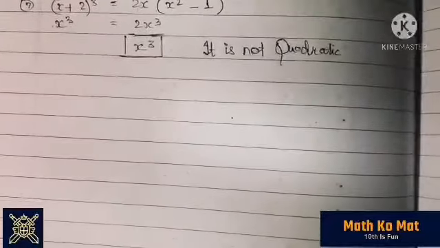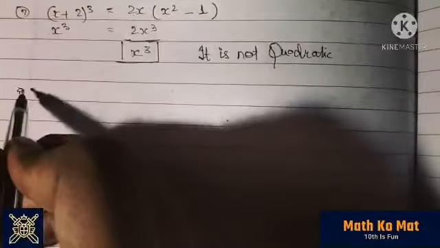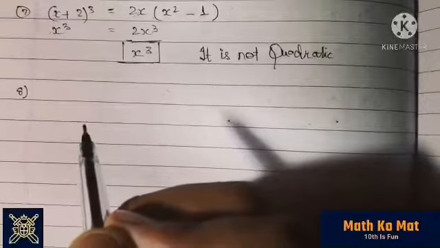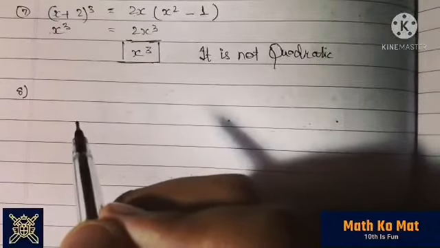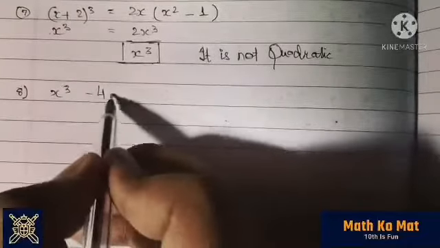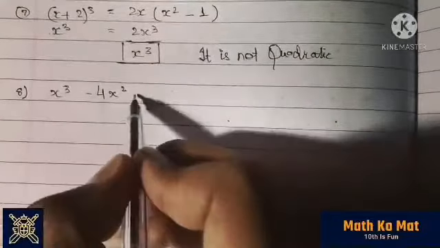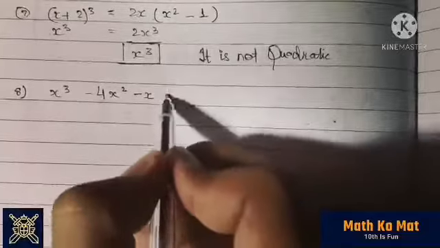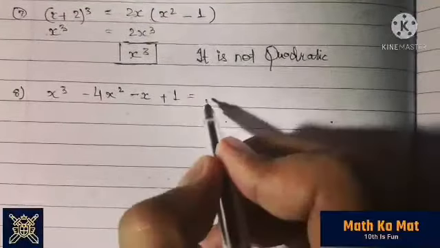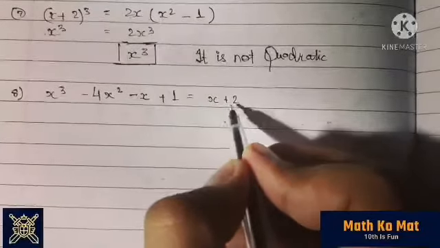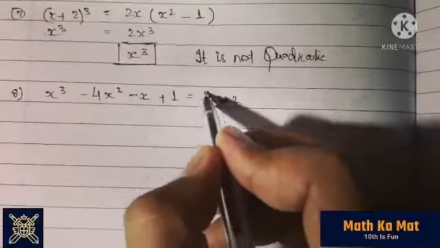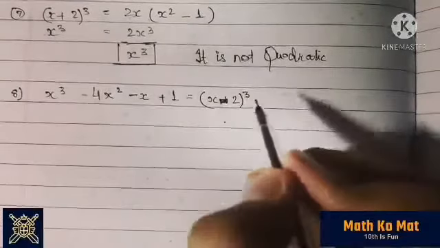So now let's move on to the eighth part, that is the last one, I guess. So here you have x cube minus 4x square minus x plus 1, and this is equal to (x plus 2) whole cube. (x minus 2) whole cube, sorry.